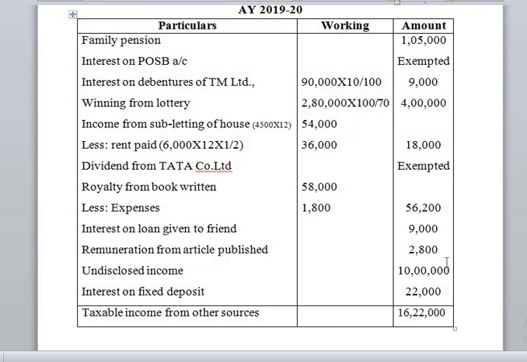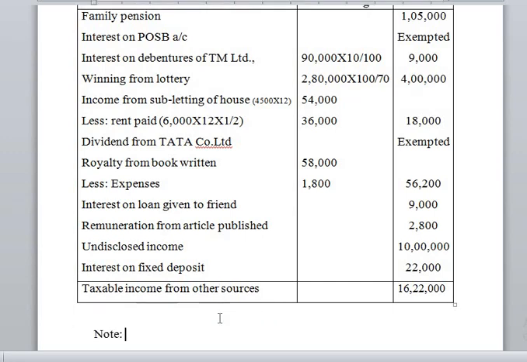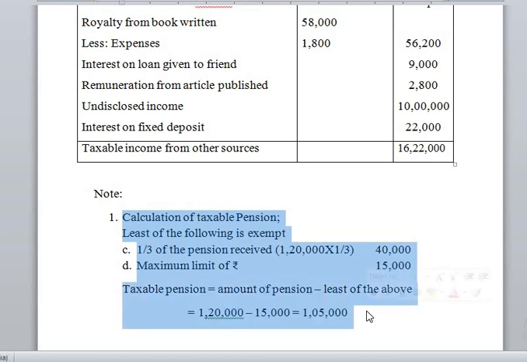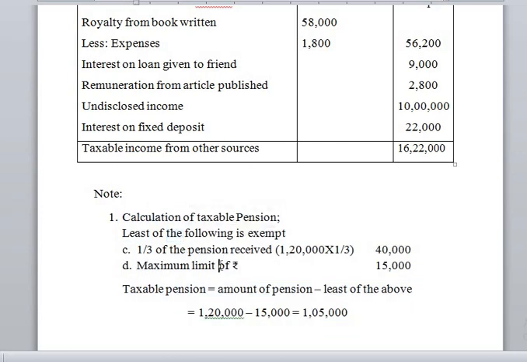After adding up all these taxable incomes, the balance is to be called taxable income from other sources. Here, be careful with the family pension. For the family pension, we have to find out the amount of deductions and taxable pension. These calculations must be done for finding out the taxable family pension.